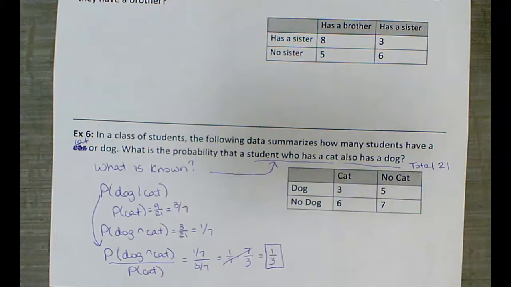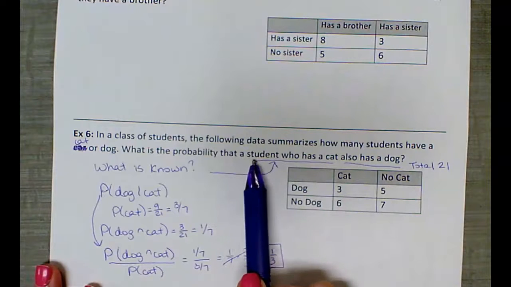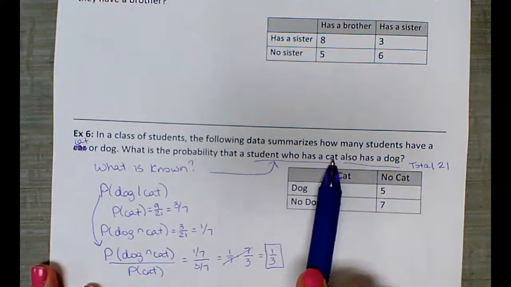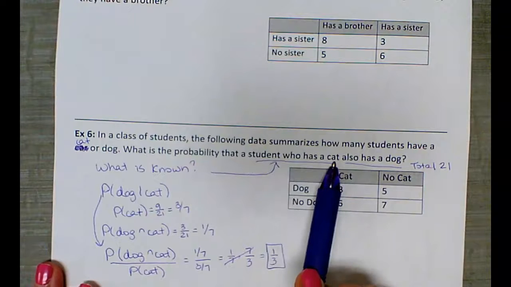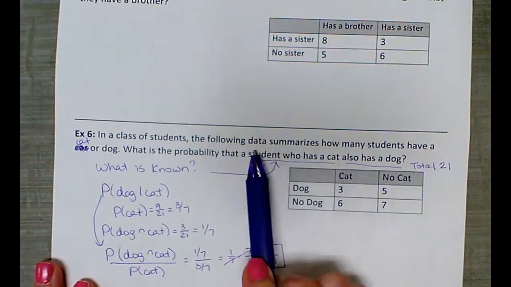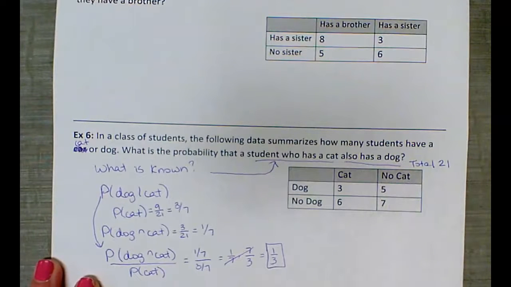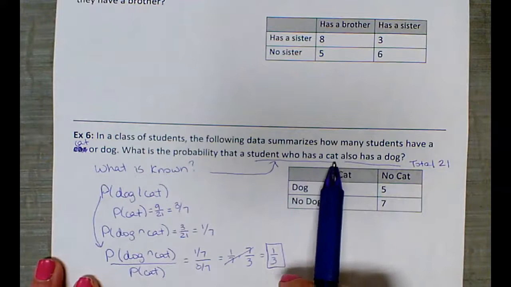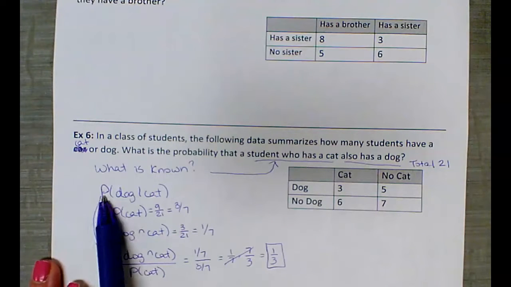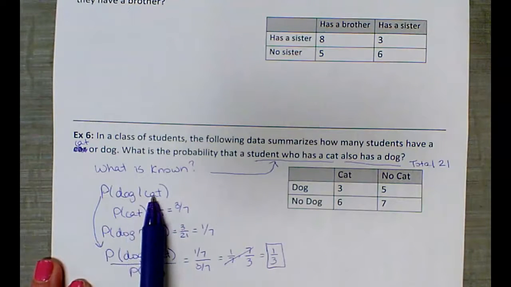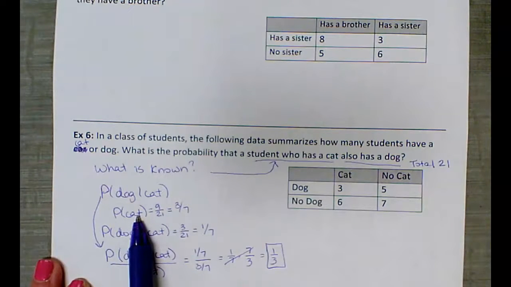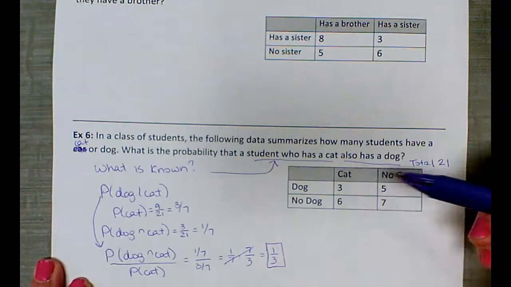It says, what is the probability that a student who has a cat, the student has a cat. We want to know the probability about this student who has a cat and if they also have a dog. So the known piece of information is that the student has a cat. So we want to know the probability of dog given cat. Step 1 is to find the known probability of having a cat. So that's this column right here.